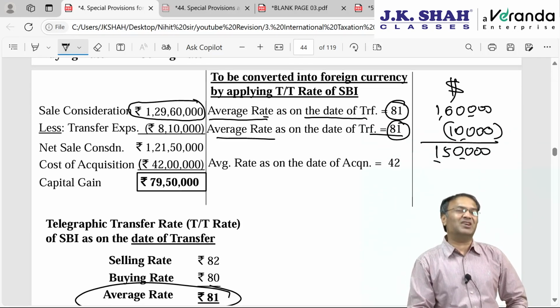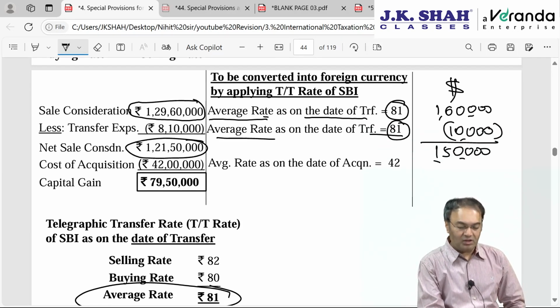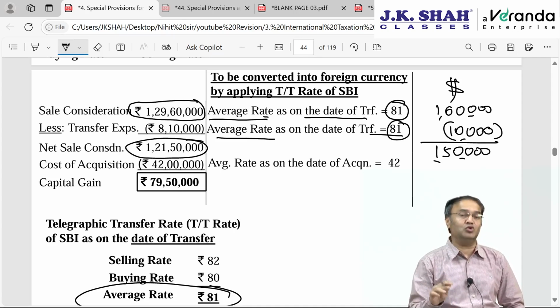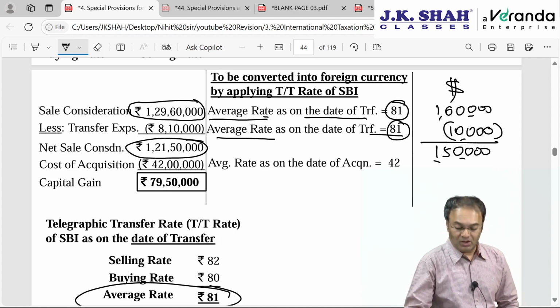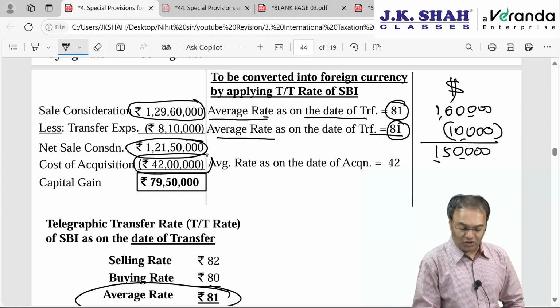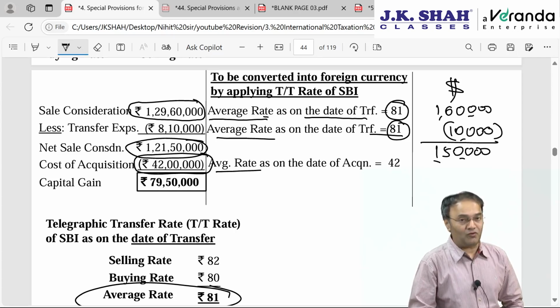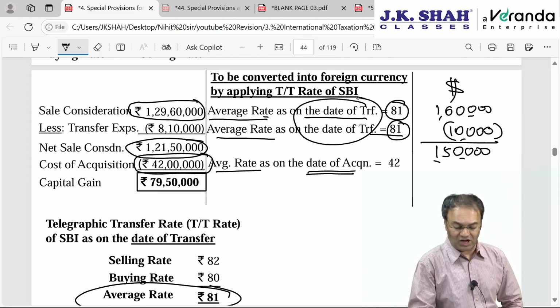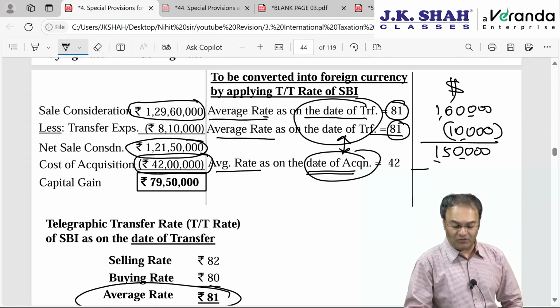Some of you might feel, sir, why don't we straight away convert this only? Answer, that is a shortcut way, but in rule 115A they have given the long cut way, so you also better follow the long cut way in the exam, right? Okay. Now cost of acquisition 42 lakh in terms of Indian rupees, converted into foreign currency by applying average rate as on the date of acquisition instead of date of transfer. There is a difference, be careful about it, which was 42 rupees. At 42 rupees it will be $1 lakh. Difference is 50,000, a capital gain of $50,000.